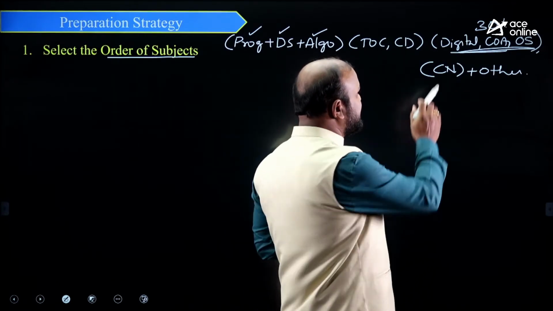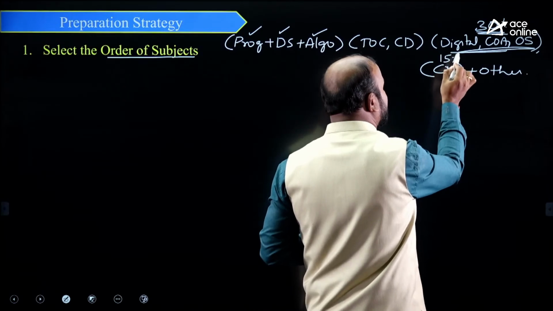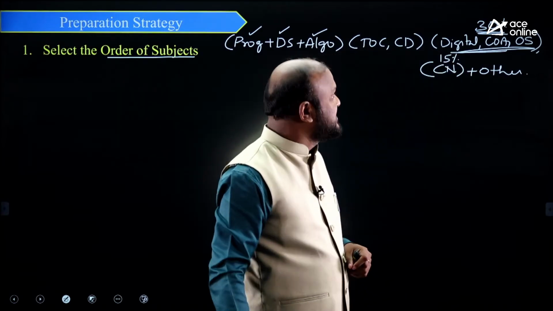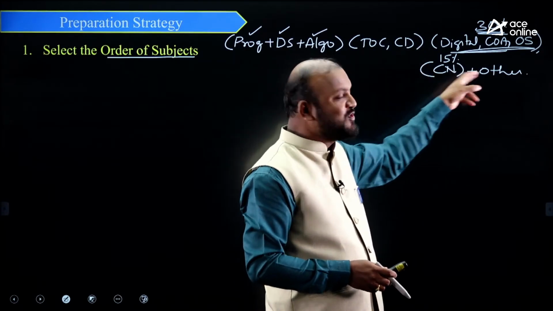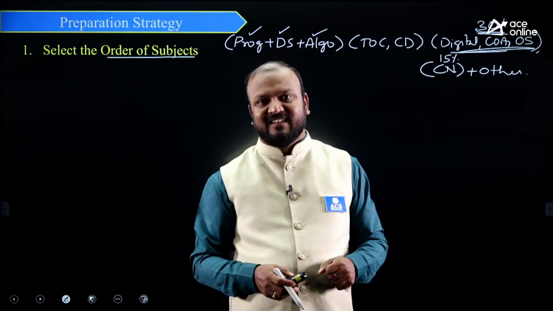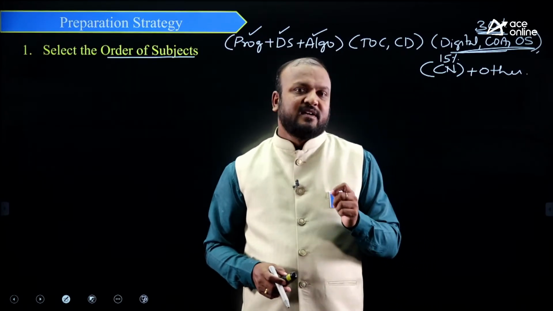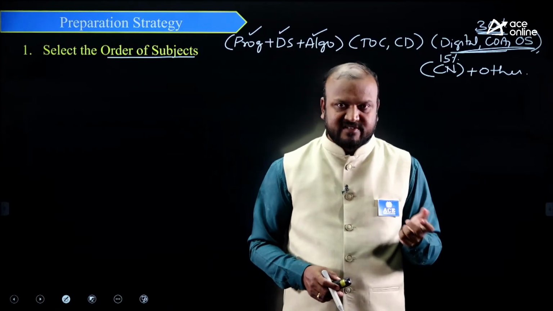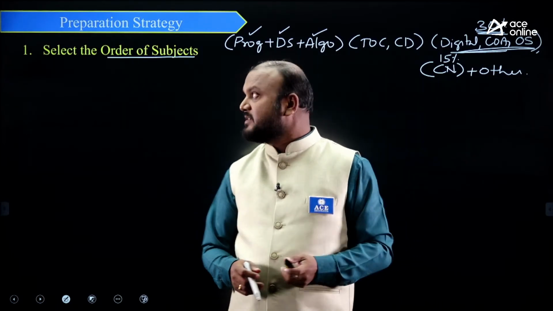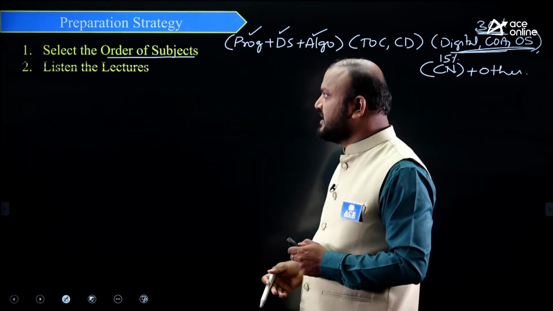And you know that digital, COA, and OS cover 30%, and a minimum of 15% of the paper is covered by CN, meaning almost 45 to 50% of the paper is covered by these four subjects. Sufficient, right? And for the miscellaneous subjects, you refer to the web or get to know the latest trends, and that could be sufficient. First, select the order of the subjects, how to prepare it.